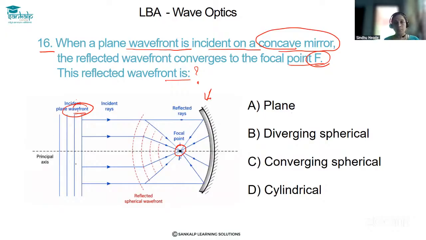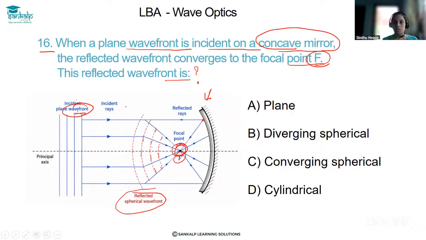This is our incident plane which is going to be incident on this concave mirror. As we know, a concave mirror always converges all light rays at a single point. That point is called focal point F. Here also, this incident plane wavefront hits the surface of this concave mirror and gets reflected to a point F, that is considered as focal point. So at this point, the reflected wavefronts are like this. They all are in a spherical shape. This indicates the reflected spherical wavefront.